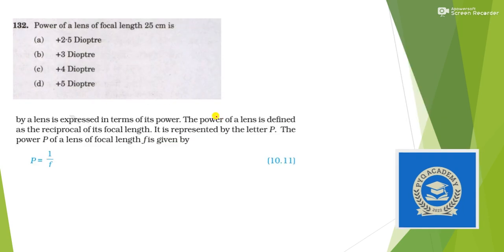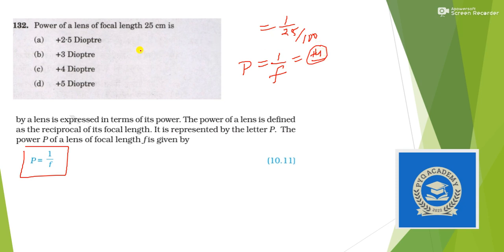Next question is the power of a lens of focal length 25 centimeter. This is a very simple question. You just need to remember this formula, that power is inversely proportional to the focal length. So let's convert: 1 by 25, and 25 centimeter is converted into meter, so this will be 1 by f. This will be plus 4 diopter. So the answer is option C.